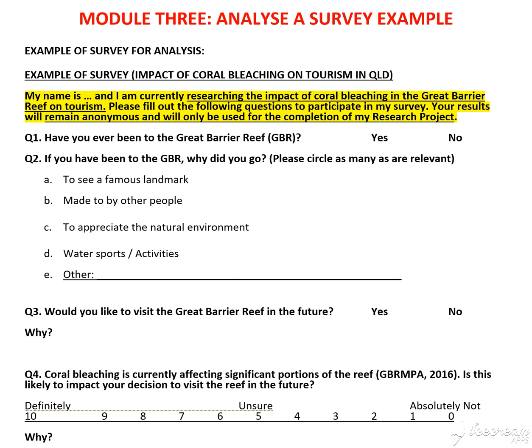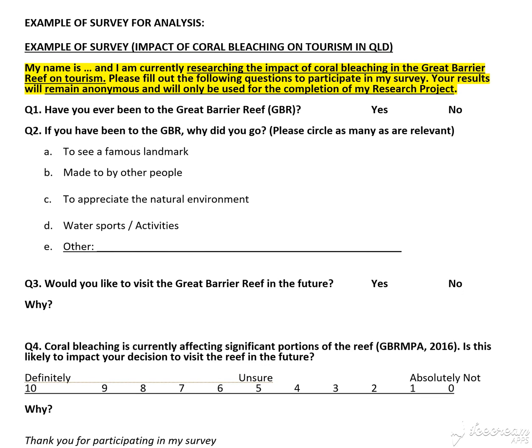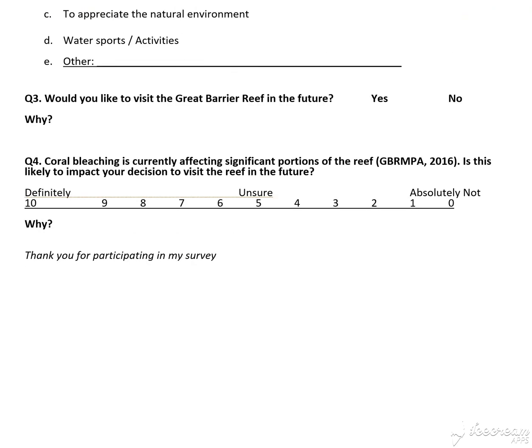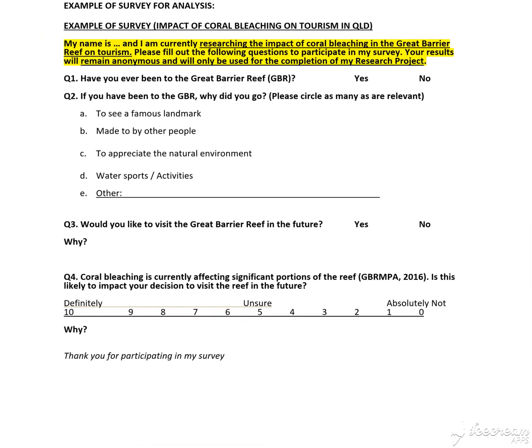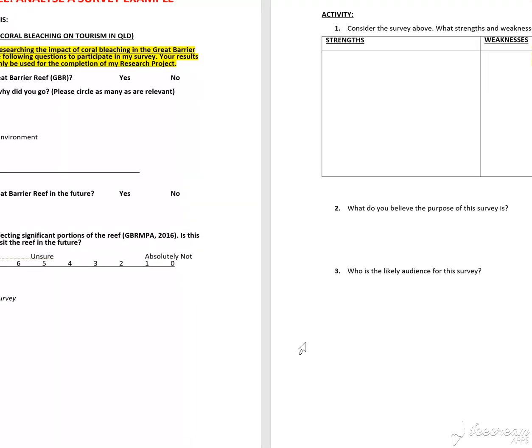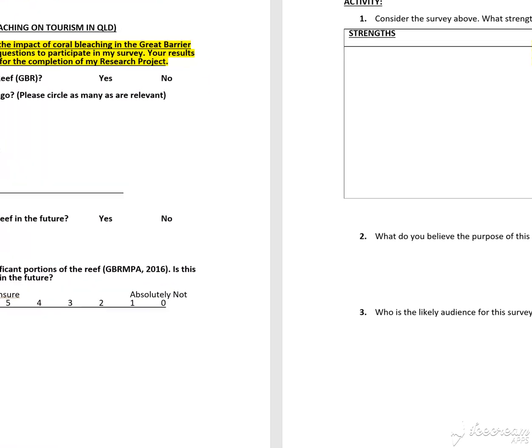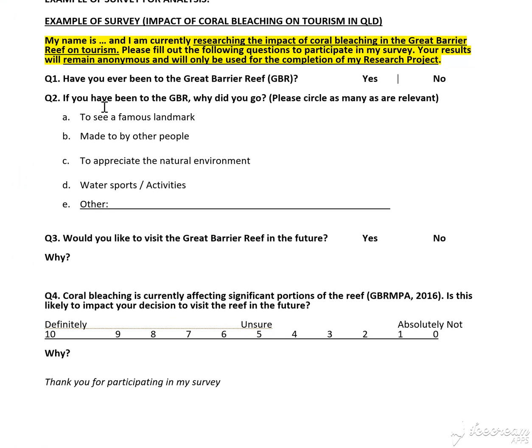So we've covered our purpose, we've covered our ethics. One of the things I always strongly recommend is that we have a variety of question types. So if we have a look at this survey, we can see that we have a range of questions in that we have, very simple, yes or no.